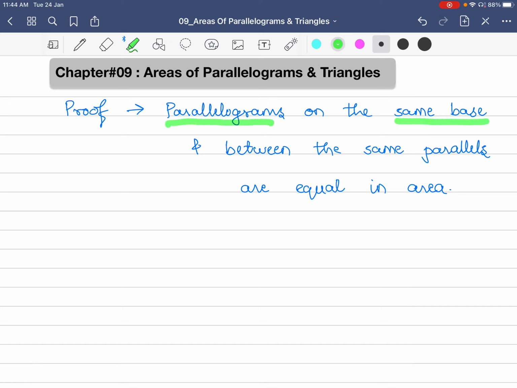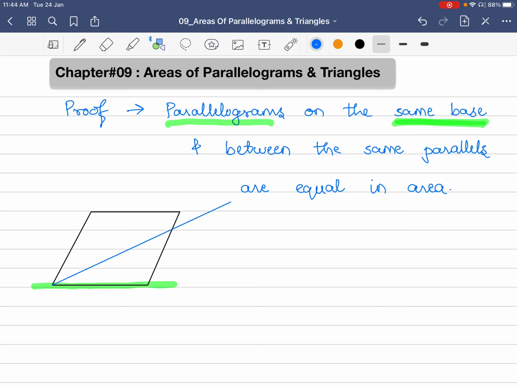Parallelograms on the same base. Okay, what does that mean? So let us quickly draw two parallelograms. So this is the first parallelogram. Now, using this as the same base, can I construct another parallelogram? Obviously. So I'm going to make something like this. And another line parallel to this.